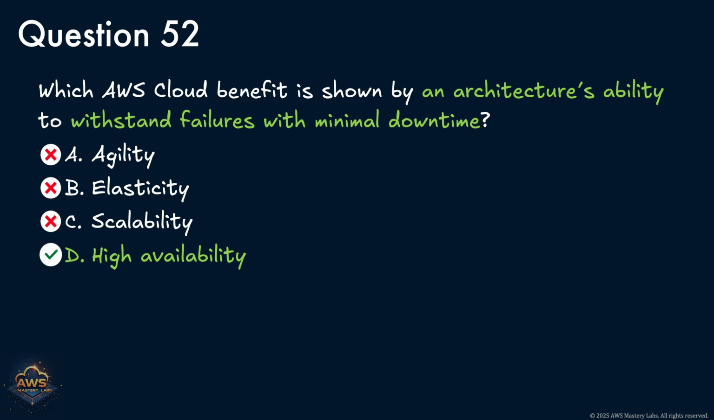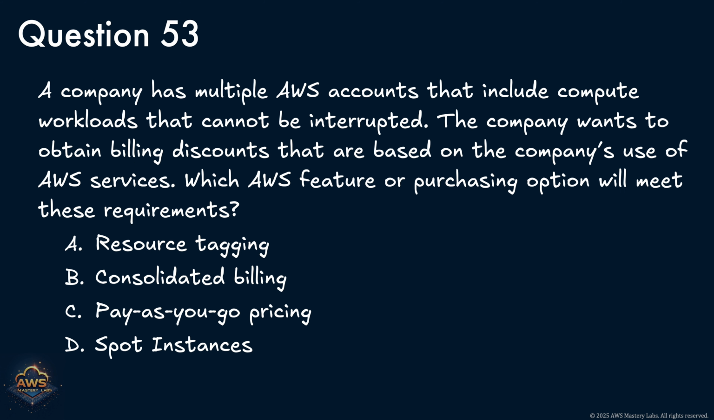Services like ELB, auto-scaling groups across AZs, and RDS multi-AZ are classic high availability solutions. The goal is always minimal downtime despite failures, precisely what the question is testing. Correct, because high availability is the cloud benefit that ensures systems stay operational with minimal downtime even in the face of failure. A company has multiple AWS accounts that include compute workloads that cannot be interrupted.